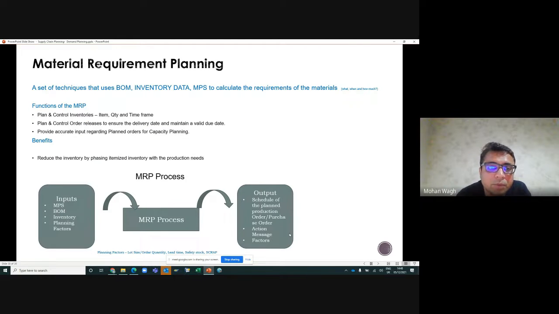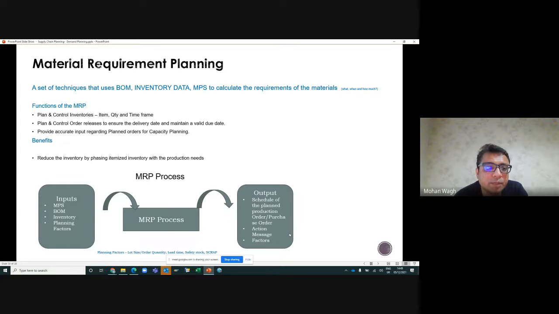So I will now talk about material requirement planning. What is MRP? It's a set of techniques that uses the bill of material, on-hand inventory data, and the master production schedule to calculate the requirements of the material. So basically, it tells us when, what, and how much we need to produce or procure from our suppliers.